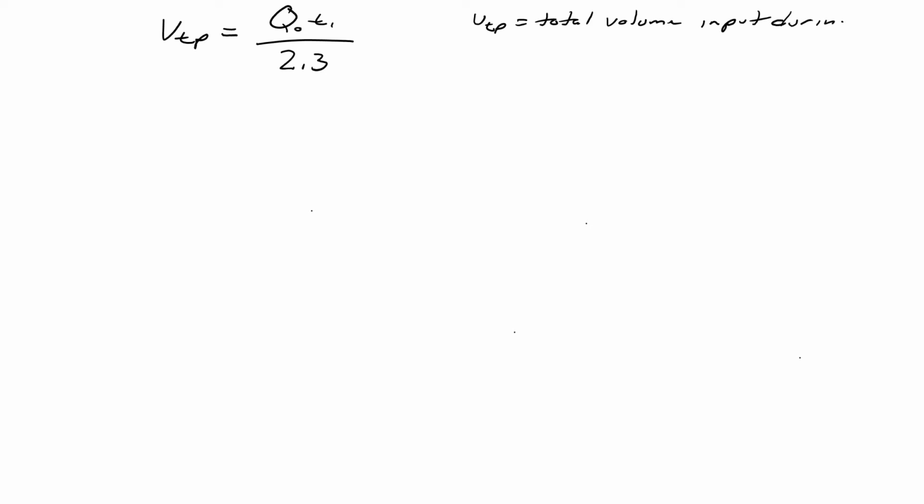All right, I'm going to flip this over to the next slide and rewrite the equation back up. Let's do that again. VTP equals Q naught T1 over 2.3. Again, VTP, total volume input during a recession.